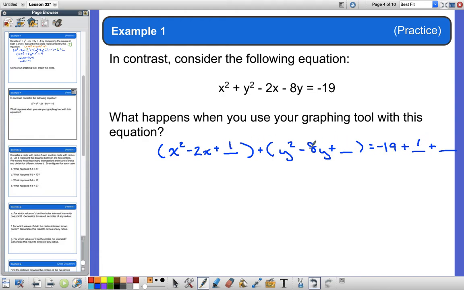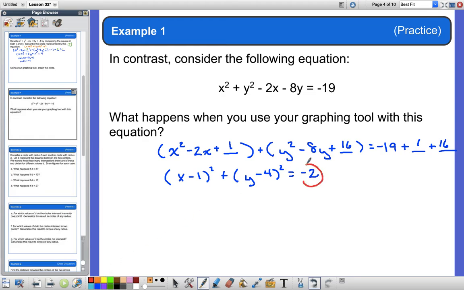8 divided by 2 is 4. We square that, we get a 16. So we'll put a 16 here and a 16 here. So this side is going to end up being x minus 1 squared. This one is going to be y minus 4 squared, and then negative 19 plus 1 plus 16 is going to equal negative 2.